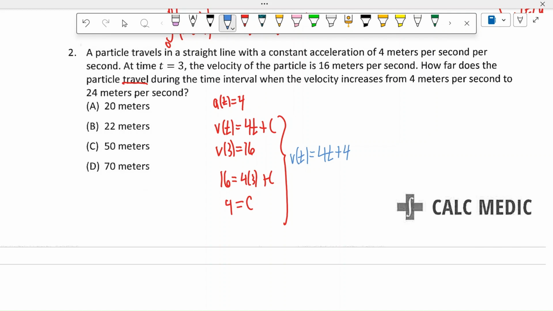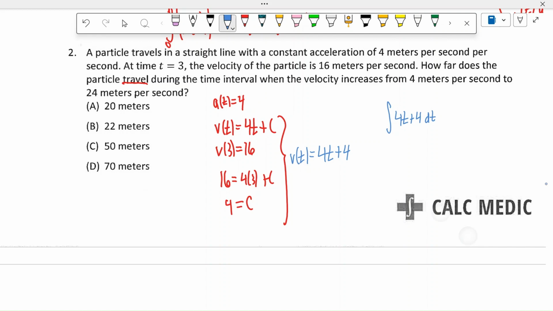Next up, distance traveled. So I'm not looking for position, I'm just looking for the distance traveled. I'm going to integrate 4t plus 4 from, how far does the particle travel when the velocity increases from 4 meters per second to 24 meters per second? So I need to figure out when that's going to happen.